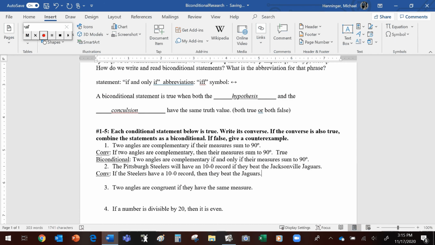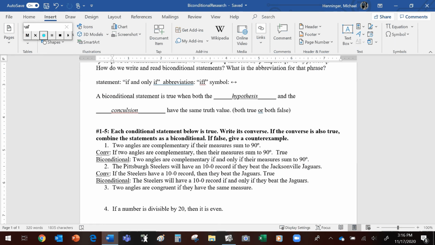Okay? Now, is this statement true? Well, that's the only way that they can have that 10-0 record. Excuse me, if they have that 10-0 record, that means that they had to have beaten the Jacksonville Jaguars because they're their next opponent. So that has to be true. Okay? So the biconditional would be using an if and only if statement. So we can say the Steelers, we'll capitalize them, will have a 10-0 record if and only if they beat the Jaguars. Okay? Okay, moving right along.